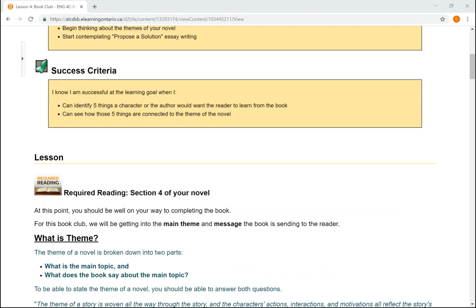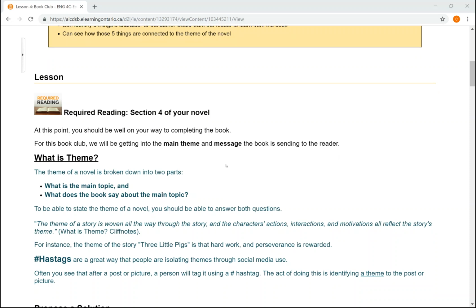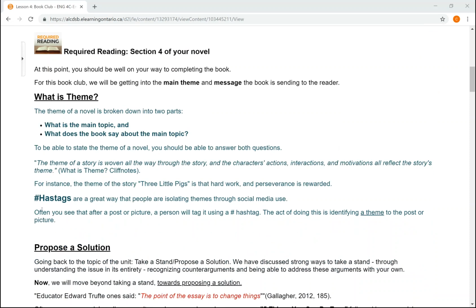It is very important that you have completed the required reading, section 4 of your novel. For this book club, we will be getting into the main theme and message the book is sending to the reader. If you haven't read far enough into your novel, you won't be able to successfully complete this assignment. Take your time, go through what is theme. What is the main topic, and what does the book say about the main topic? Broken down into 2 parts.